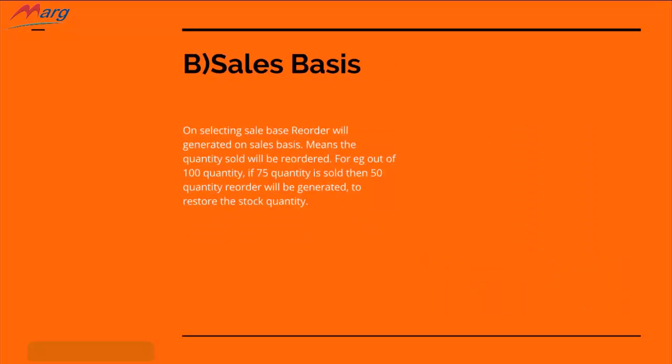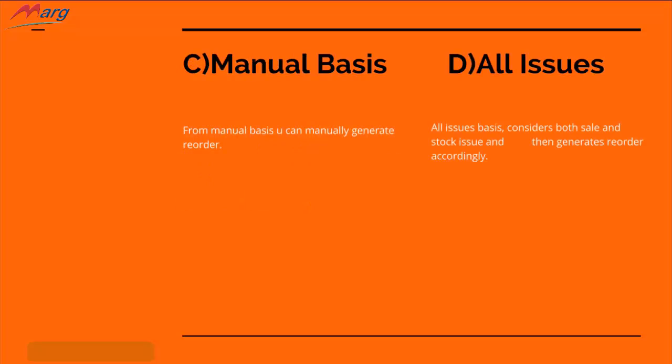Next is sale base. On selecting sale base, reorder will be generated on sale basis. Means the quantity sold will be reordered. For example, out of 100 quantity, if 75 quantity is sold, then 75 quantity reorder will be generated to restore that stock quantity. From manual basis, you can manually generate reorder. All issue basis considers both sale and stock issue and then generates reorder accordingly.